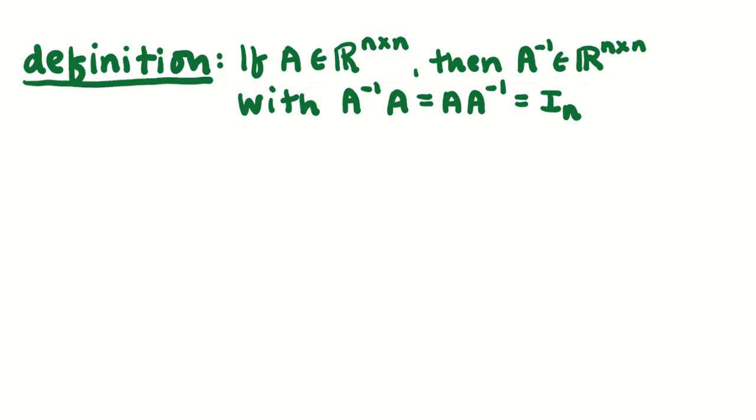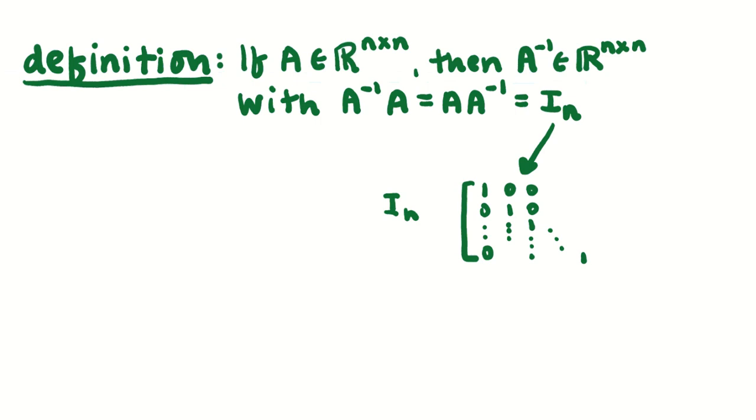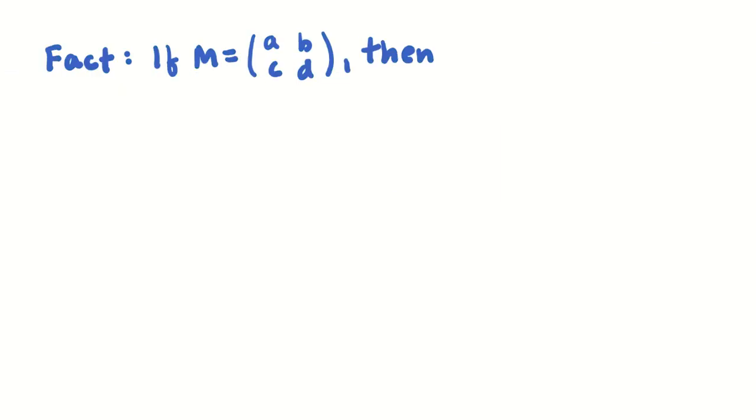And just in case you forgot, the n by n identity matrix is like multiplying by 1. It doesn't do anything when you multiply it by a matrix, and it's the matrix that's got ones down the main diagonal and zeros everywhere else. So maybe I'll start with the 2.